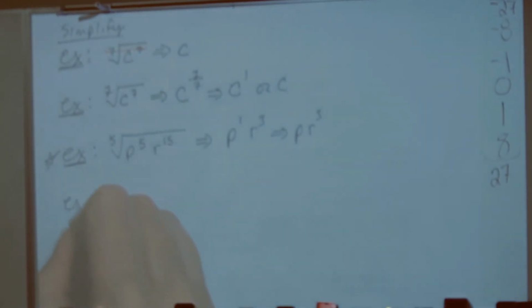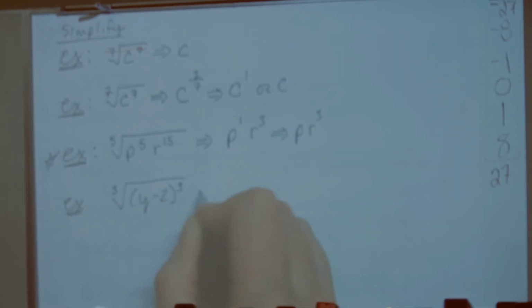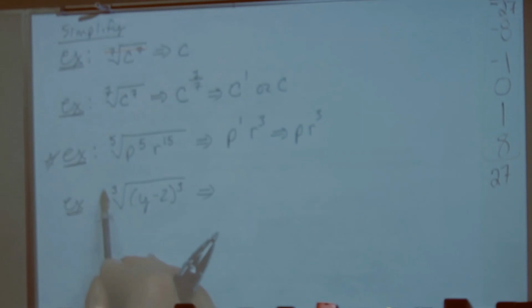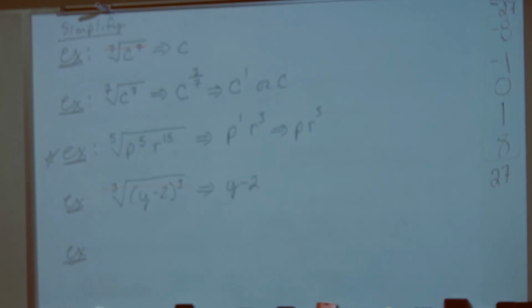Let's do some polynomials real quick. What if I give you the cube root of y minus 2 cubed? Notice that your index matches your power. So we'll cross out the index, the radical, and the power, leaving us with y minus 2. We all right? Now it would be nice if it were always that easy.